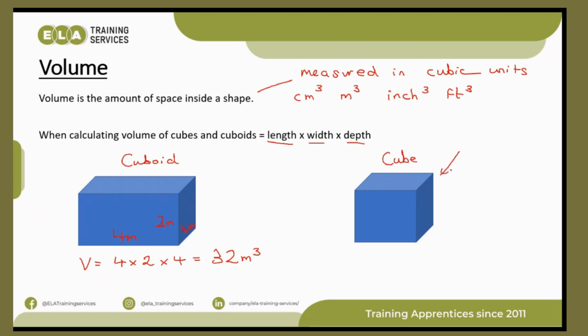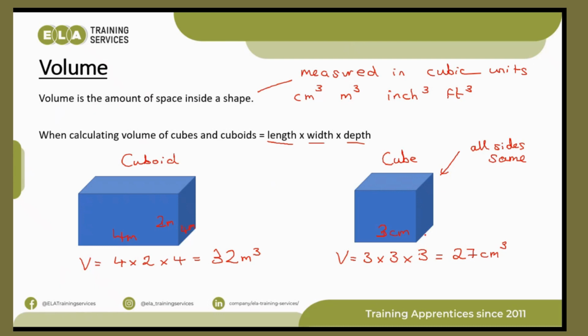Okay, next we have a cube. And what do we know about cubes? All the sides are the same. So sometimes you might be given just one length with a cube. So here, say we've got 3 centimetres. So here we're going to do 3 times 3 times 3. So it would be 3 times 3 is 9 times by 3, and our answer is going to be 27 centimetres cubed. And that is how we work out the volume of cubes and cuboids.